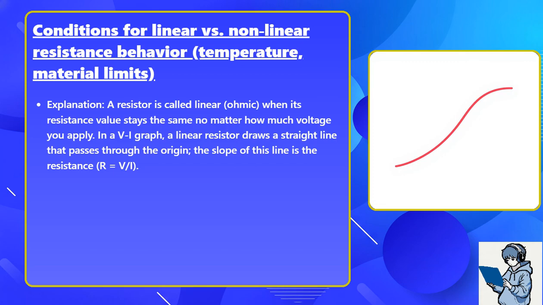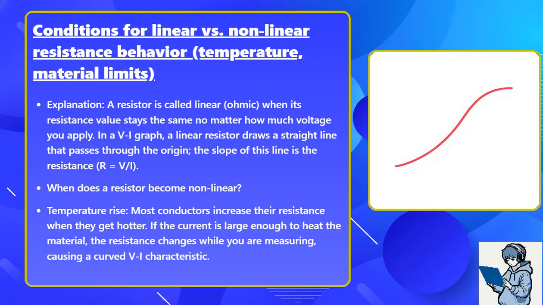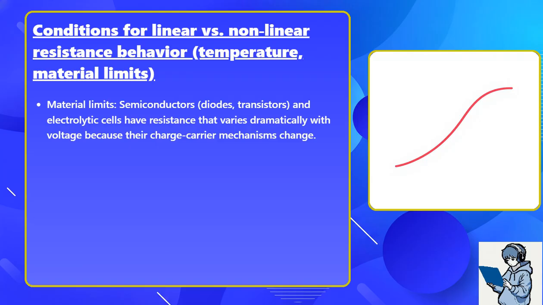In a VI graph, a linear resistor draws a straight line that passes through the origin. The slope of this line is the resistance, R equals V divided by I. When does a resistor become non-linear? Temperature rise. Most conductors increase their resistance when they get hotter. If the current is large enough to heat the material, the resistance changes while you are measuring, causing a curved VI characteristic. Material limits. Semiconductors, diodes, transistors, and electrolytic cells have resistance that varies dramatically with voltage because their charge carrier mechanisms change.